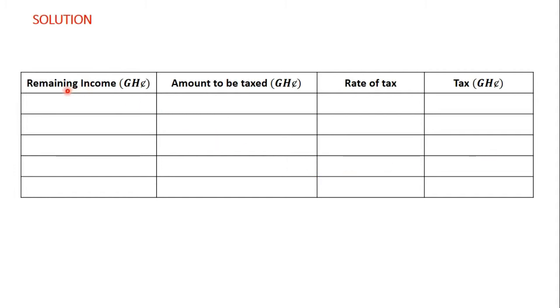The title of the first column is the remaining income. The second column is the amount to be taxed. The third column is the rate of tax. And the last column is the tax itself. Remember that the monthly income of Abena is 1,700 Ghana cedis. Before we start calculating the income tax, the amount remaining is 1,700 Ghana cedis. So the remaining income is 1,700 Ghana cedis.